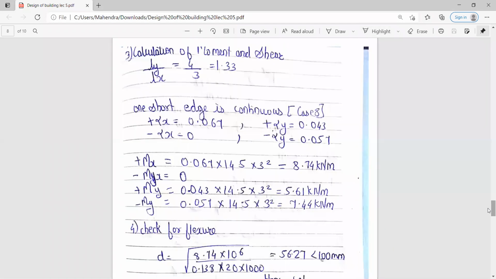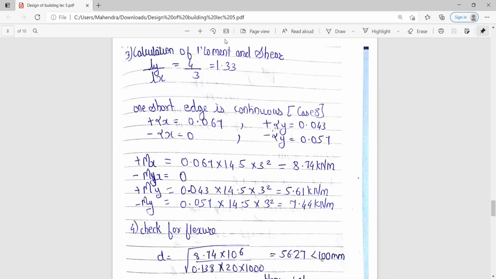Then calculation of moment and shear. For that, Ly by Lx. Ly is 4 and Lx is 3. So the Ly by Lx ratio is 1.33. This we need to check from IS 456 2000. So one short edge is continuous. That is already mentioned in the question that minus alpha x will be 0.